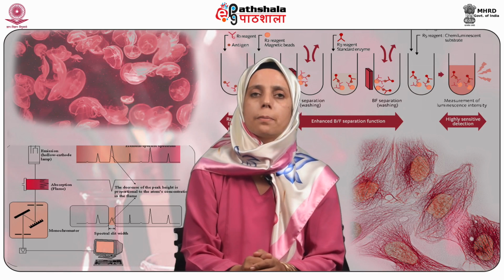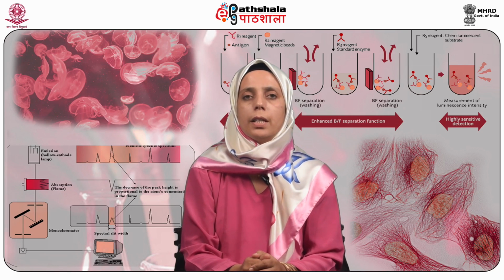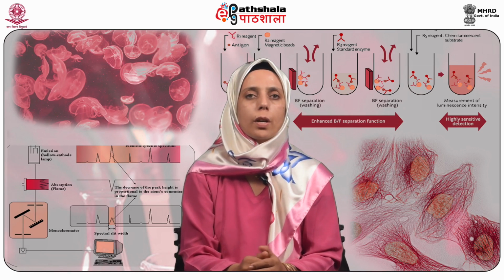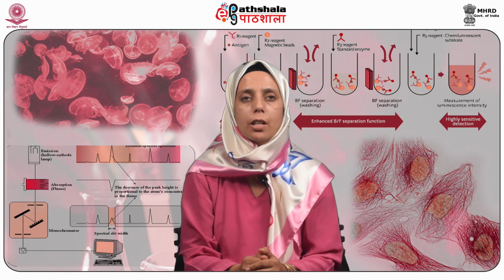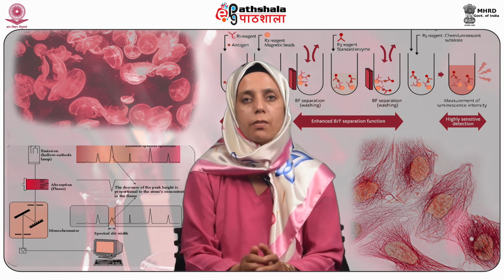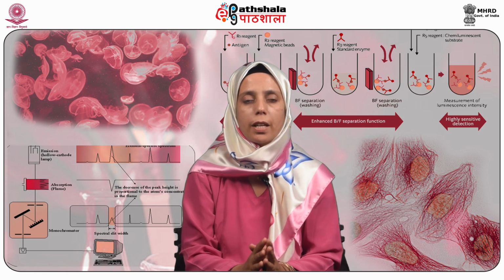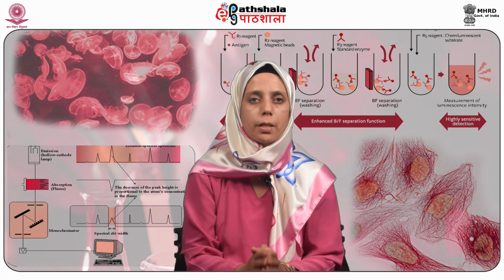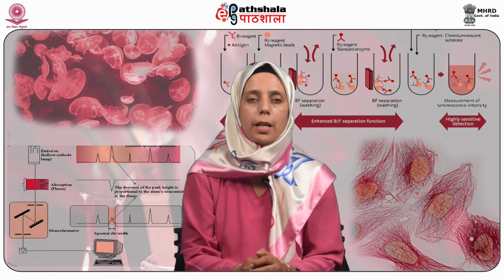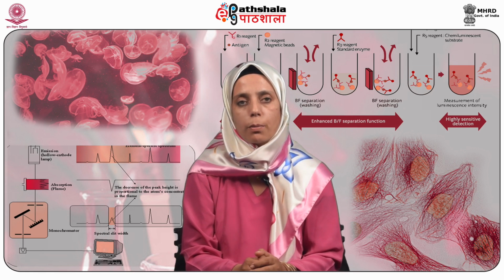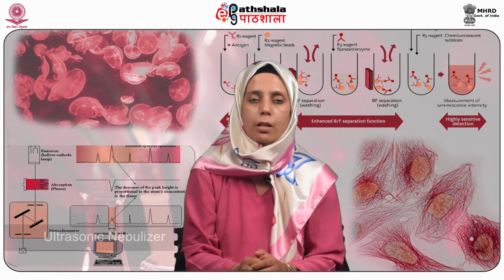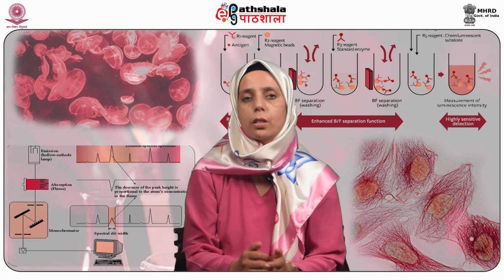So coming to the next part of the instrument, that is a nebulizer. Nebulizer refers to an apparatus that converts liquid into a fine mist. Nebulization is the process in which the sample is converted into fine mist of finely divided droplets. There are two types of nebulizers used in atomic absorption spectrometers: the pneumatic nebulizer and ultrasonic nebulizer, depending upon the requirement.